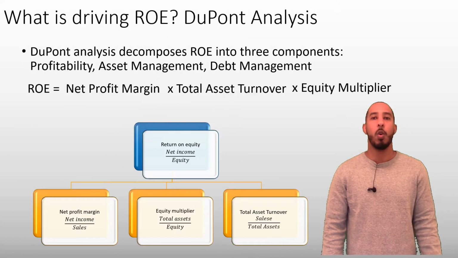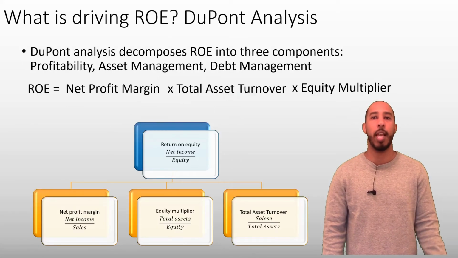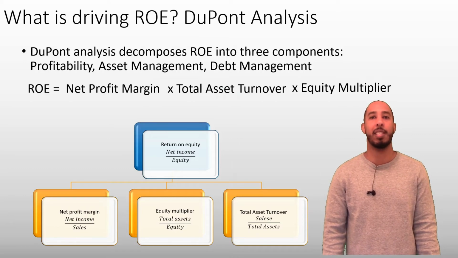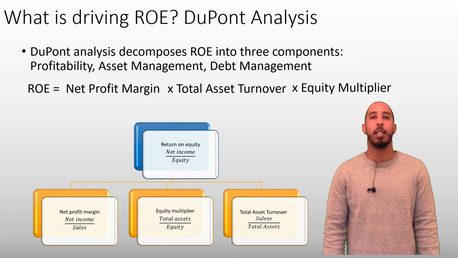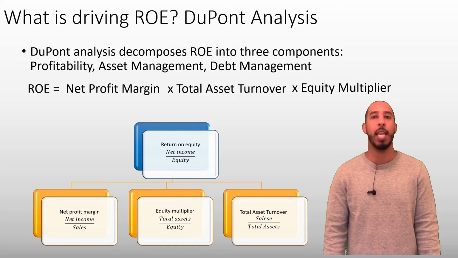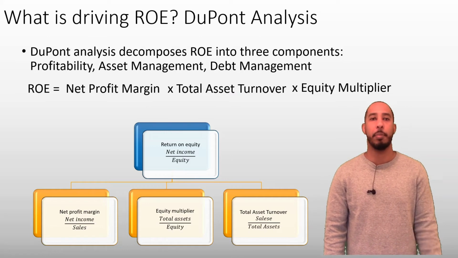We might want to know what aspect of the business is driving changes that we see in return on equity. Is the return to the owner's investment driven by the business's profitability or how they're managing their assets? Or is it due to changes in their debt usage? Determining which part of the business is harming or boosting performance can be helpful in diagnosing trouble areas. This is where DuPont analysis comes in handy.